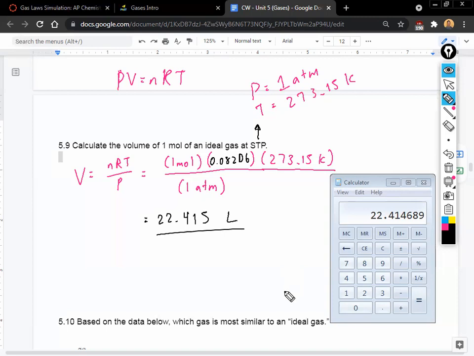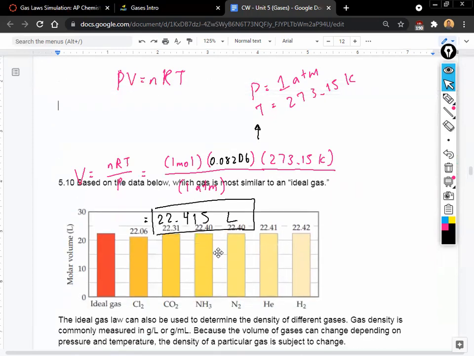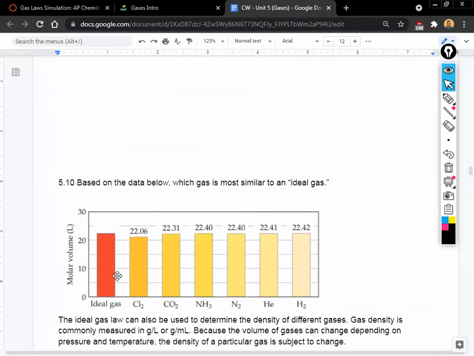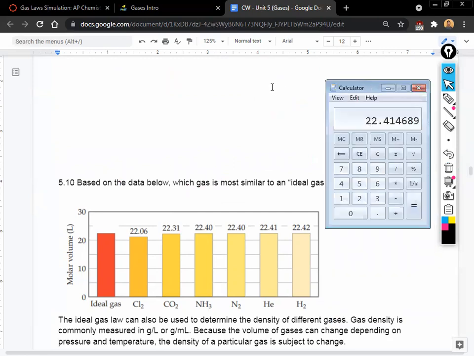Okay, so what this tells us is that when we have 1 mole of a gas at STP, it will take up about 22.415 liters of space. We're going to use this value, and I want you guys to go to 5.10. In 5.10, we have a bunch of different gases with different molar volumes, and I want you to use the value that we just got to figure out which one of these 6 gases is most similar to an ideal gas.